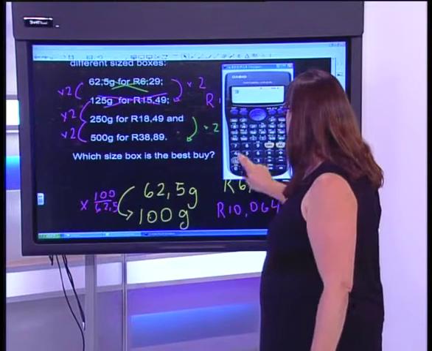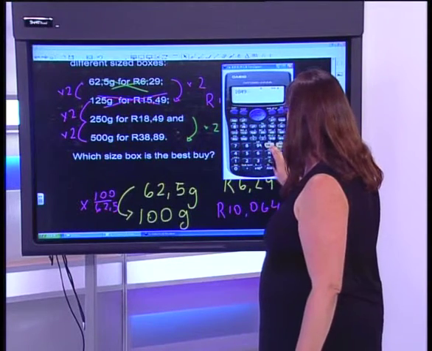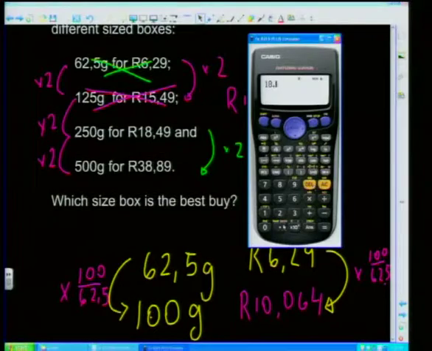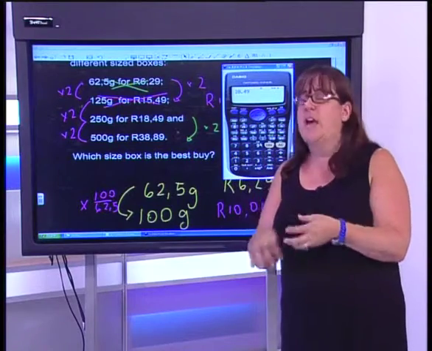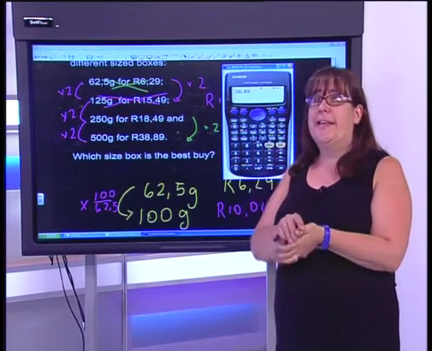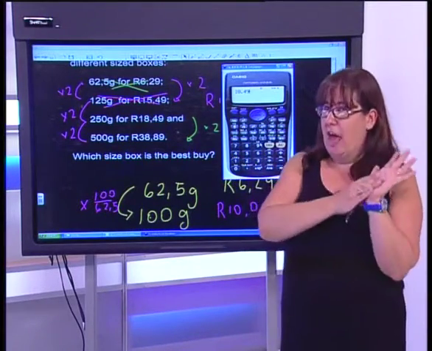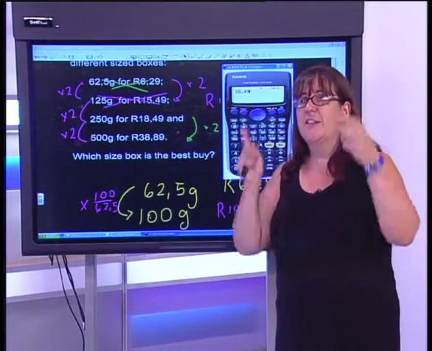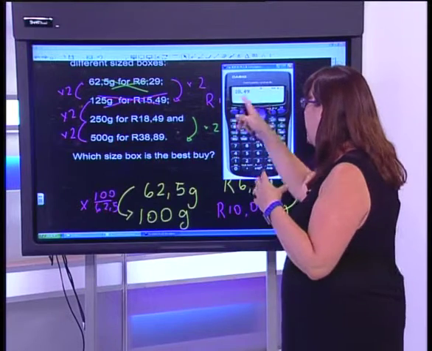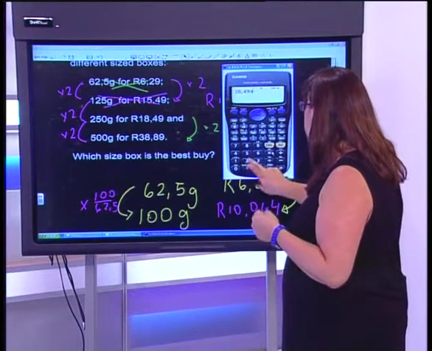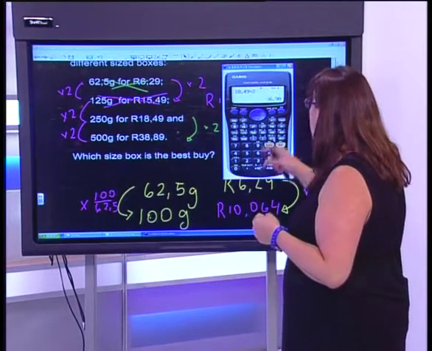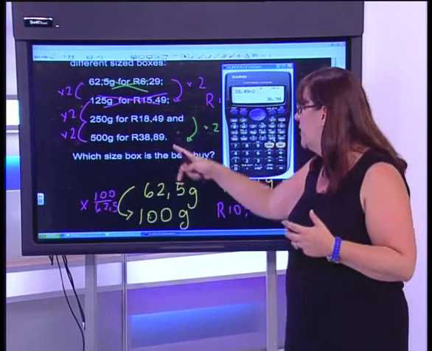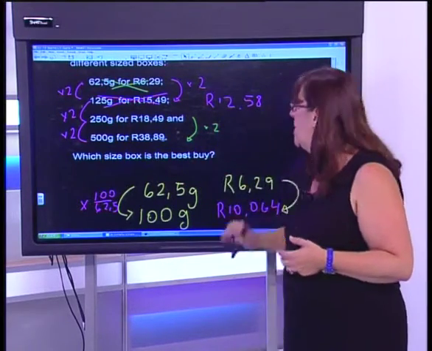Calculator. 18.49 needed. I'm glad that happened. We need to be careful when we're entering numbers on the calculator that we're actually entering what we want. It's so easy to make a mistake on the calculator, and then we get an answer and we think, but the calculator said so, therefore it must be true. Not always the case. So be careful and double check. So 18.49 times by 2, and we get an answer of 36.98 Rand. 36.98 Rand is cheaper than that.